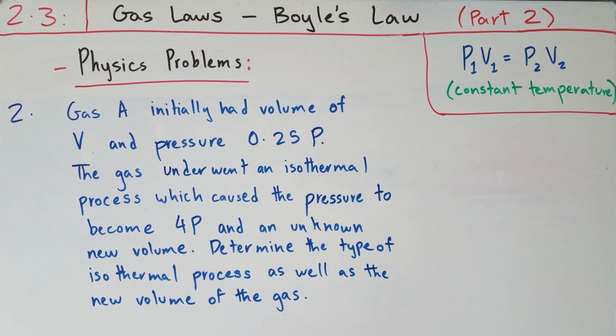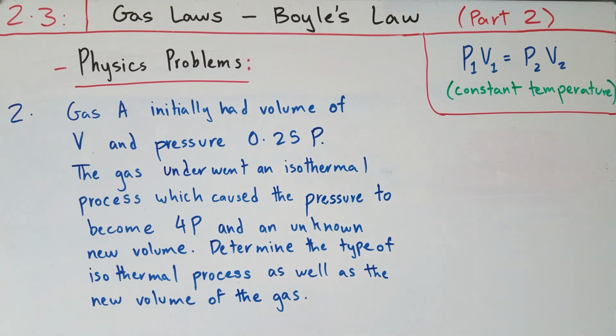Here we're given another question regarding Boyle's law. We're given that gas A initially had a volume of V and pressure 0.25 P. The gas underwent an isothermal process which caused the pressure to become 4 P and an unknown new volume.